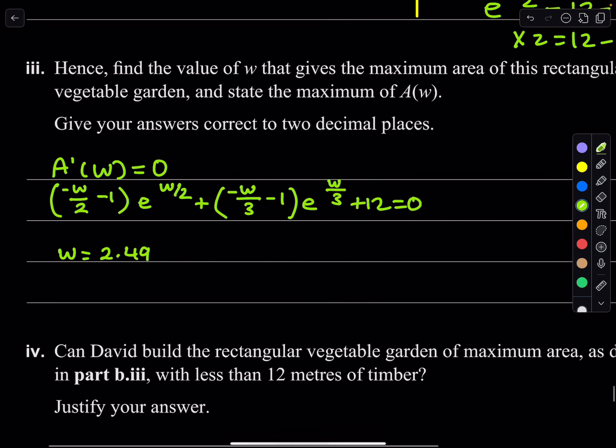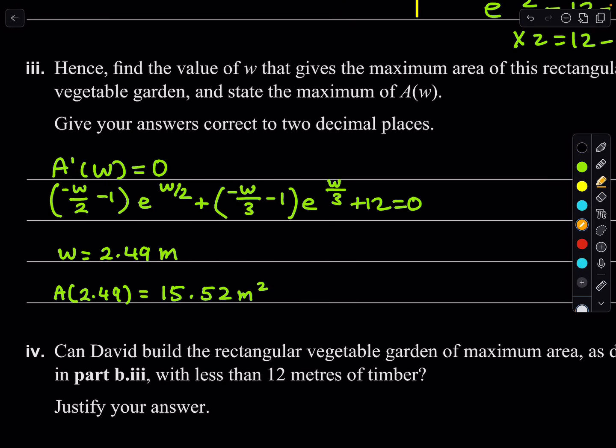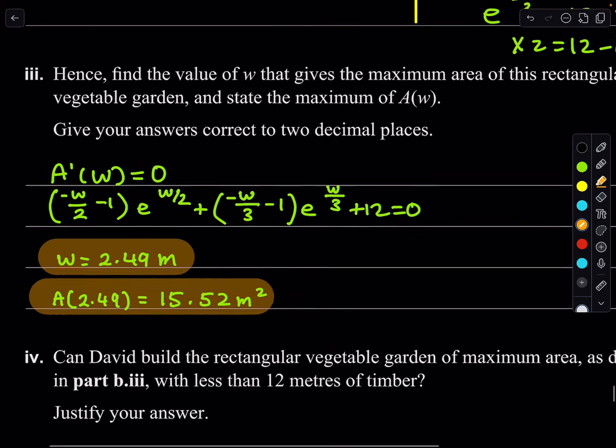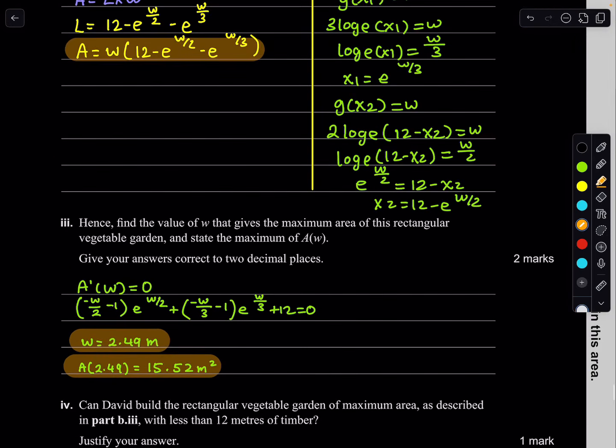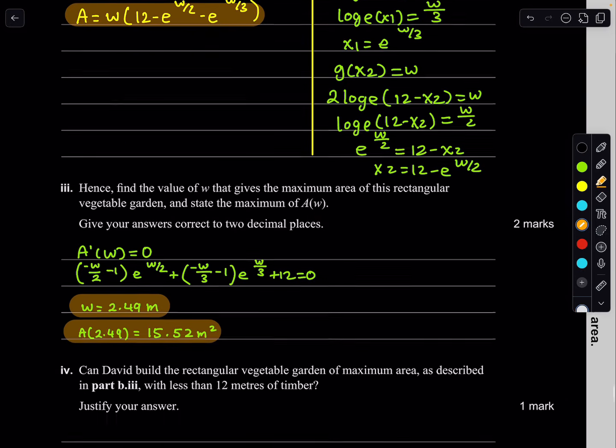And the area, so subbing in 2.49 gave us an area of, to 2 decimal places, 15.52 basically. 15.52. That is it. So, of course, in meters squared, and that's meters. Okay, that's how I would do that. Not too bad. So this question has already started really nicely. Nothing too spectacular. So that's good.